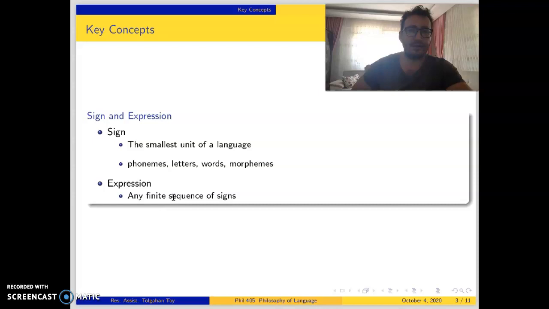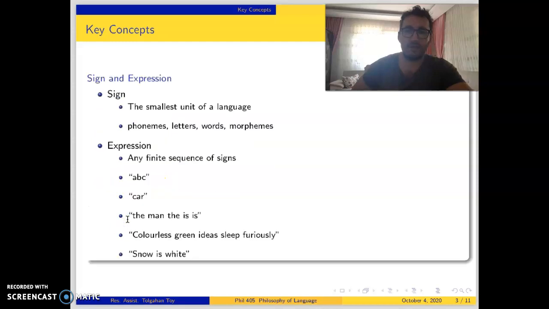Any finite sequence of these signs, like any finite sequence of letters, if letters are signs, or any finite sequence of words, is called an expression. If letters are our signs, then these two are our expressions, because they are finite sequences of signs. If words are our signs, then these are our expressions because they are finite sequences of words.